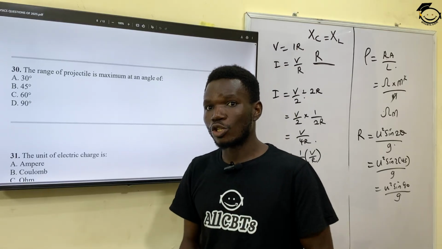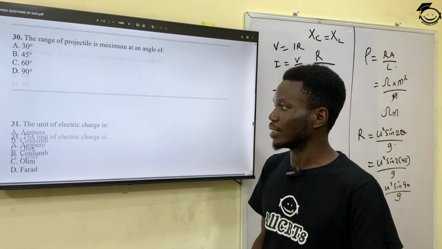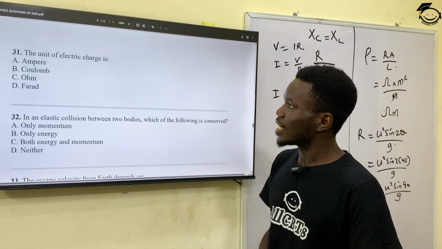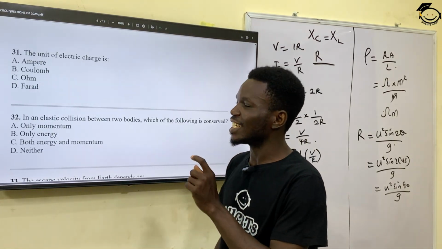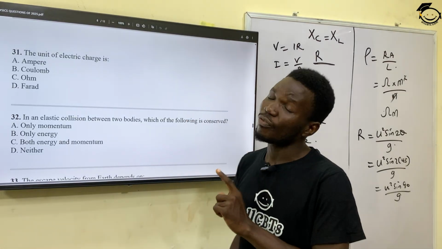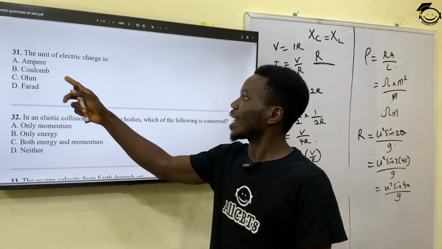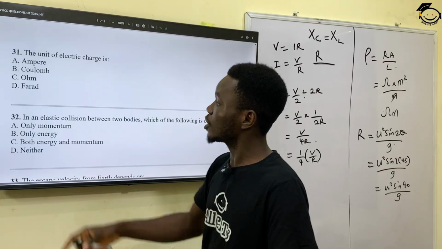So that is also question number 31. Question number 31 says, the unit of electric charge is dash. The unit of electric charge is Coulomb, named after Sir Coulomb. So that is option B. The unit of electric charge is Coulomb.